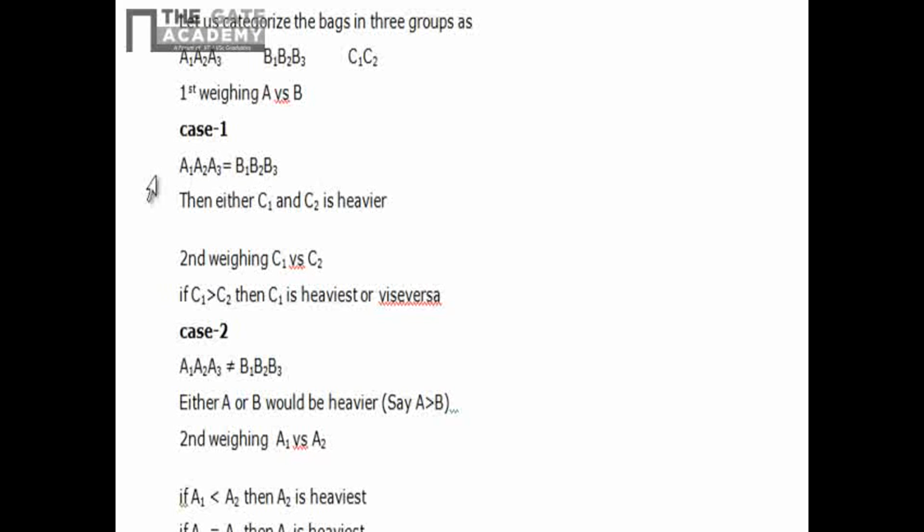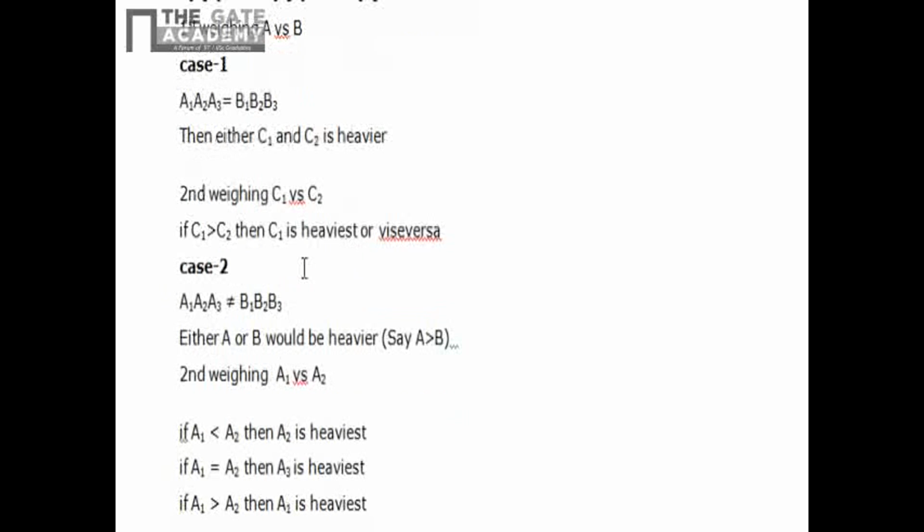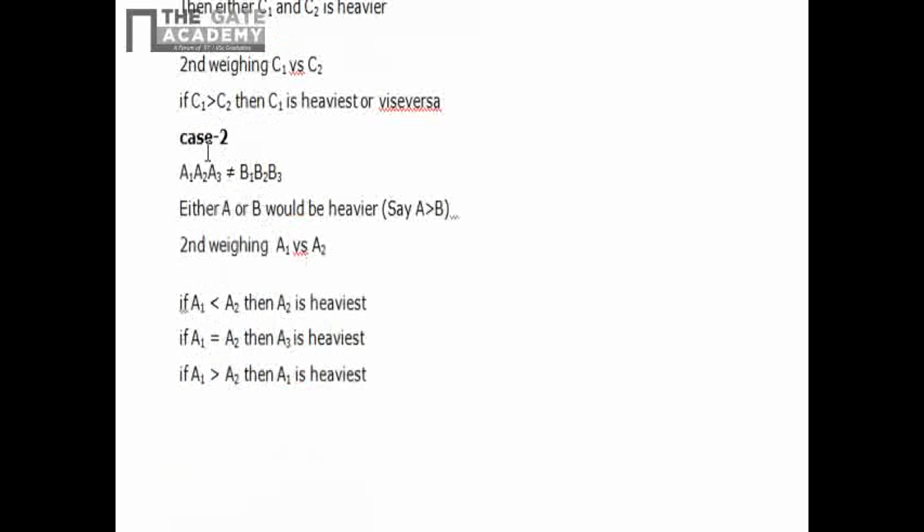Suppose A and B, the balance is equal, then either C1 or C2 is heavier. So in the second weighing you can easily find out C1 versus C2, which is heaviest. But suppose it is not. In case 2, I'm assuming that they are not equal, so either A or B would be heavier. Suppose, for example, A was heavier.